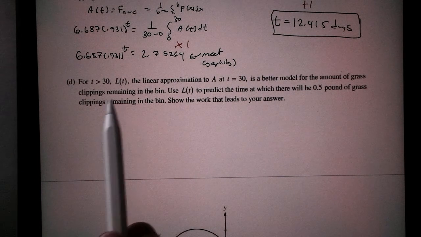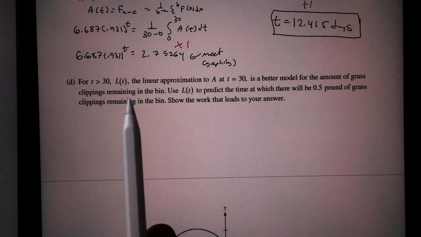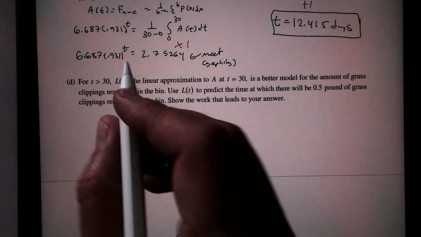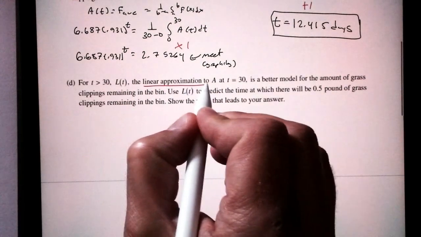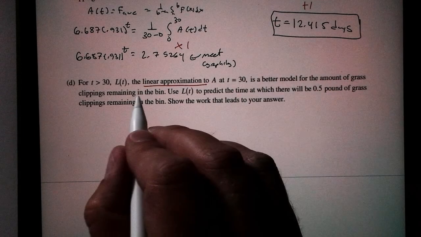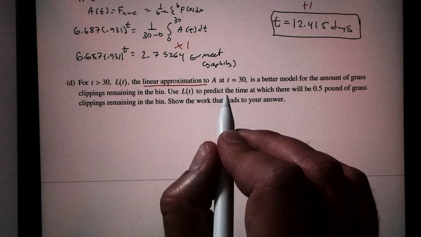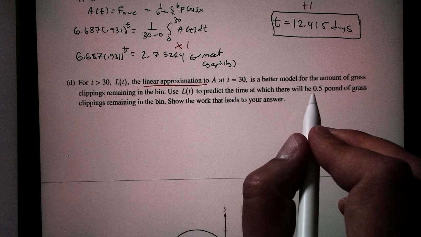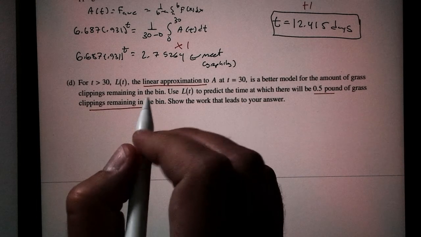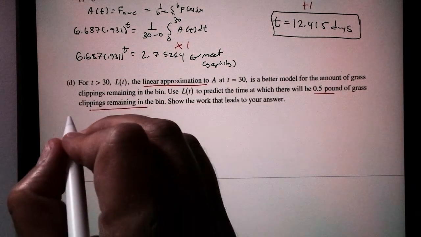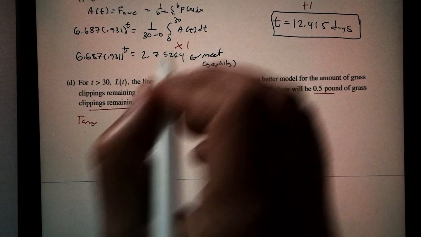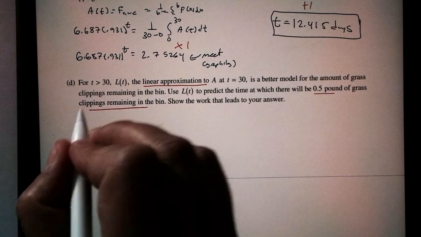Now it says for t greater than 30, L of t, the linear approximation to A, there's a key word there, linear approximation at t equals 30, is a better model for the amount of grass clippings remaining in the bin. Use L of t to predict when there will be half a pound of grass clippings remaining. So it talks about linear approximation, that basically says tangent line. So we're going to look for a tangent line here.